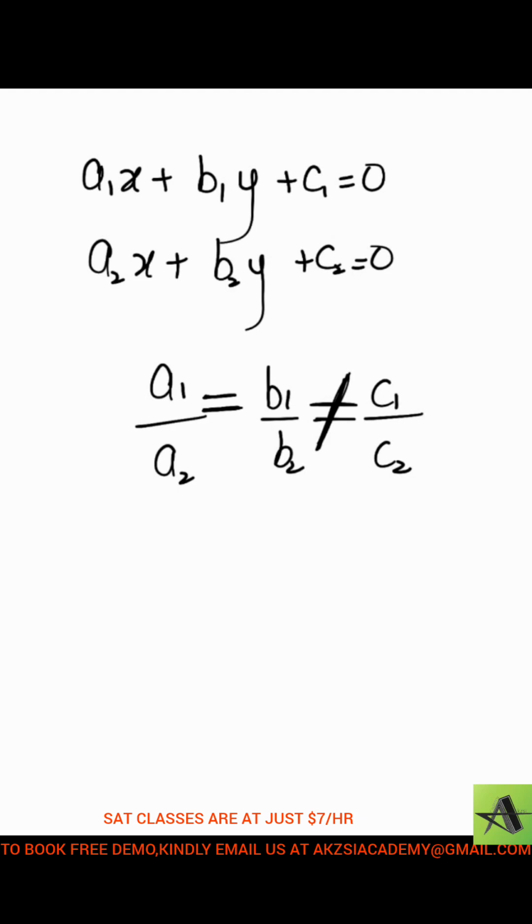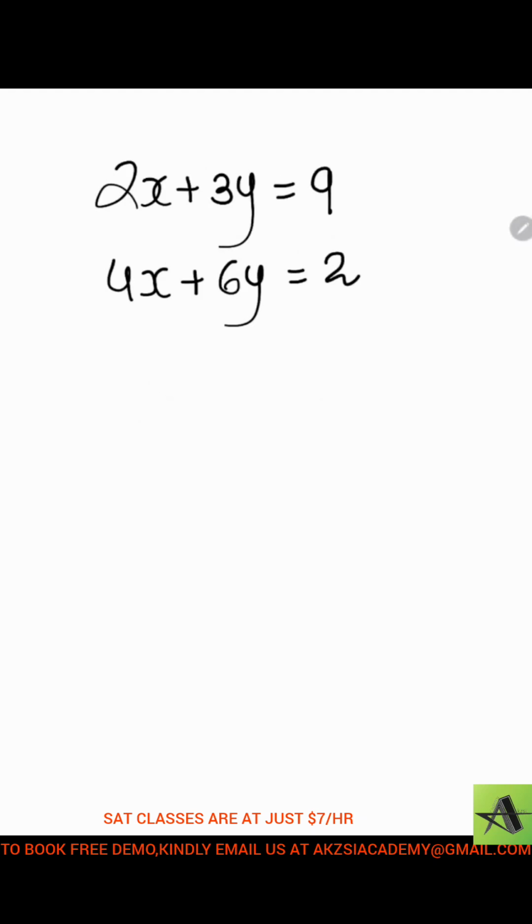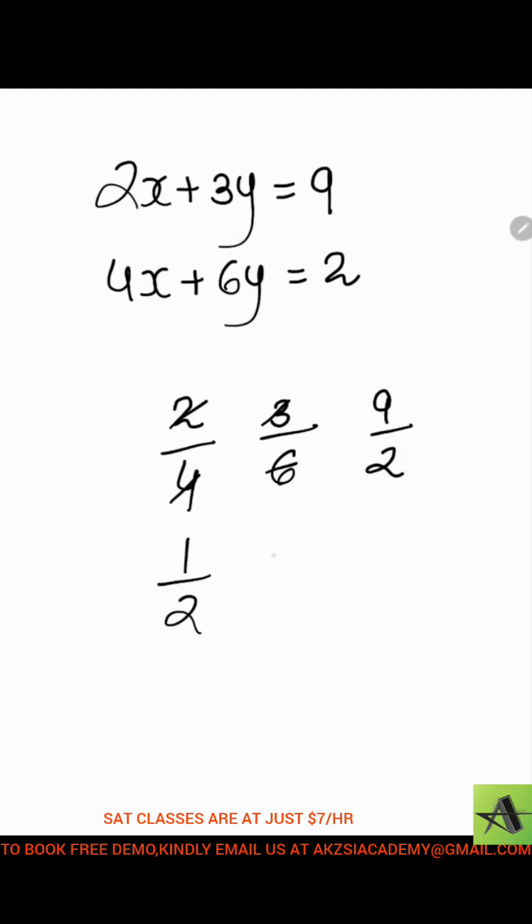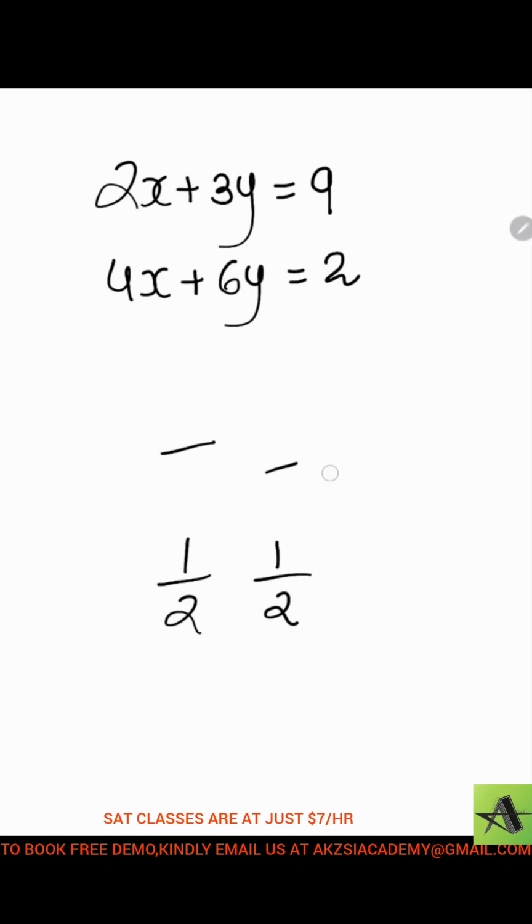So let me see one example of it. Same, I am finding the ratios of a1 over a2, b1 over b2 and c1 over c2. I have found that the ratios a1 over a2 and b1 over b2 are exactly the same, which is 1 over 2, but c1 over c2 is not equal. Now let me check it. We can clearly check it here.